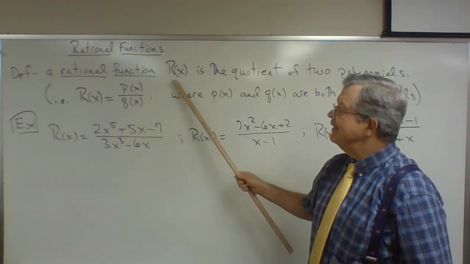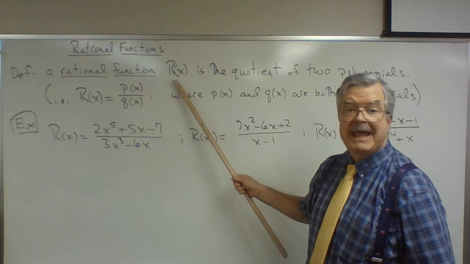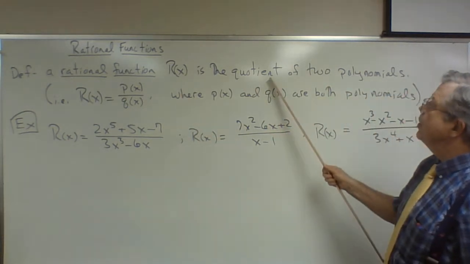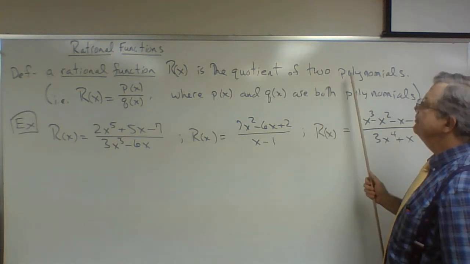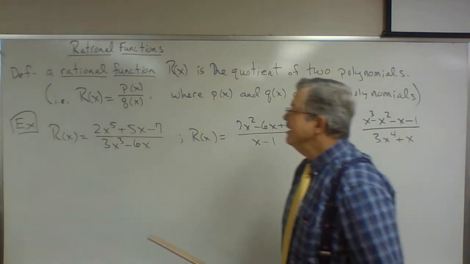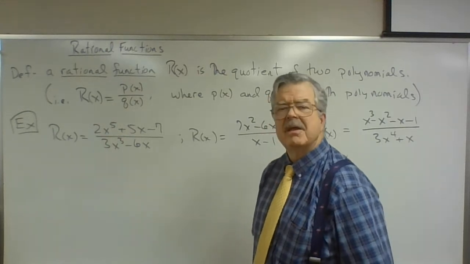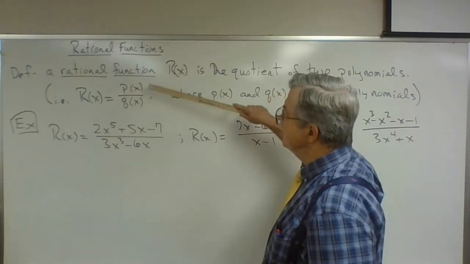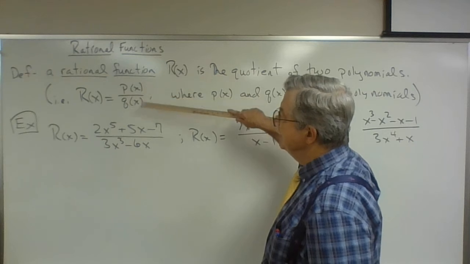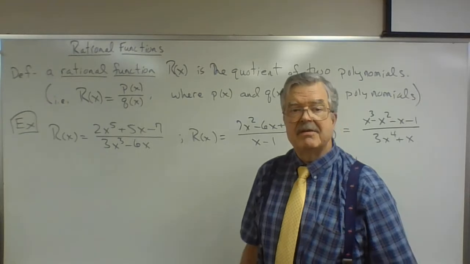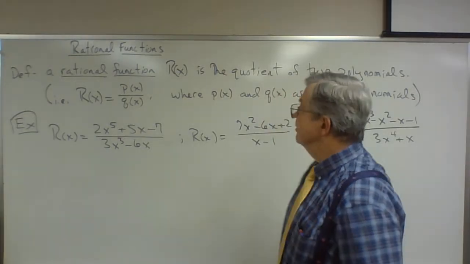A rational function, and we'll denote this as capital R of x, is the quotient of two polynomials. So in other words, if R of x is a rational function, we can express it as the polynomial p of x divided by the polynomial q of x, where p of x and q of x are polynomials.